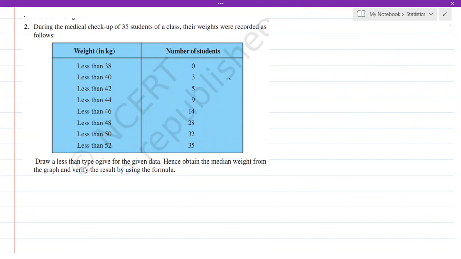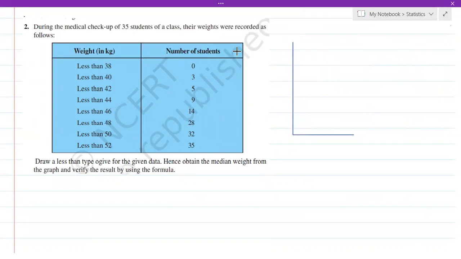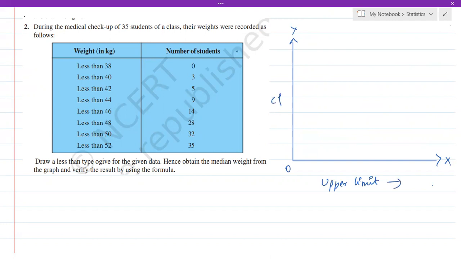Draw a less than type ogive for this data and hence obtain the median weight from the graph and verify the result by using the formula. So let's do both. First, let's do the graph. Let's plot. This will be our x-axis and this will be our y-axis. Remember, if it's a less than type, in the x-axis we take the upper limit, and in the y-axis we take CF.